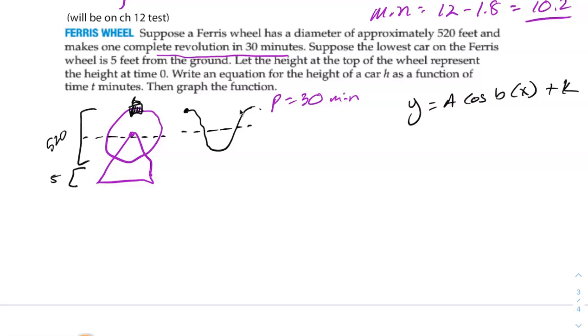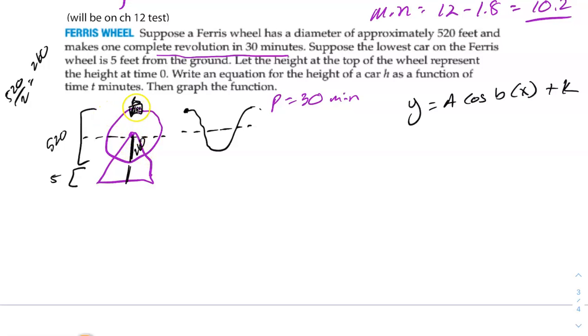So how do you find that? Well, it should be the radius from the center, and then plus the floor, right? It should be this part, which is half the diameter. So that'd be 520 divided by 2, which is 260. So it should be 260.